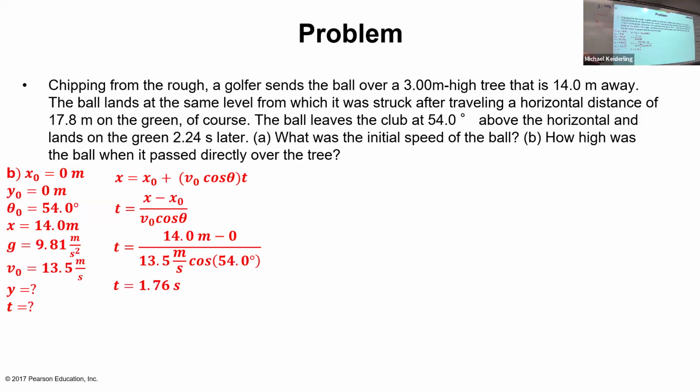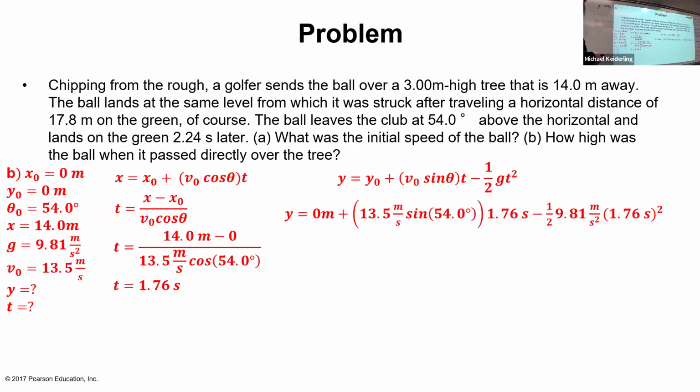Then we can plug that time into our equation for y to find out how high it was. Y equals y naught plus v naught sine theta t minus 1/2 gt squared. So y equals 0 meters plus 13.5 meters per second times sine of 54 degrees times 1.76 seconds minus 1/2 times 9.81 meters per second squared times 1.76 seconds quantity squared, which comes out to 4.03 meters.